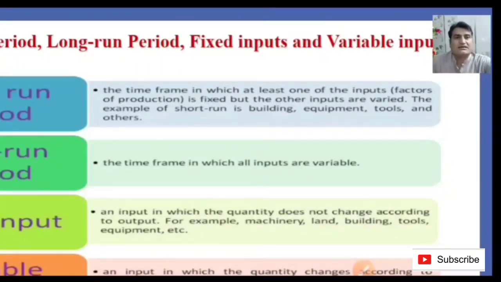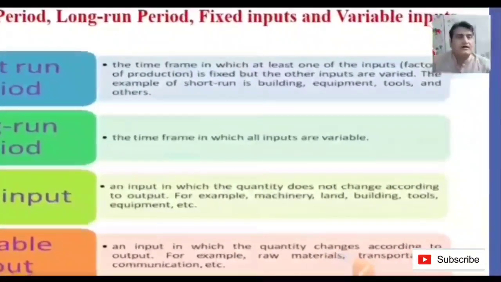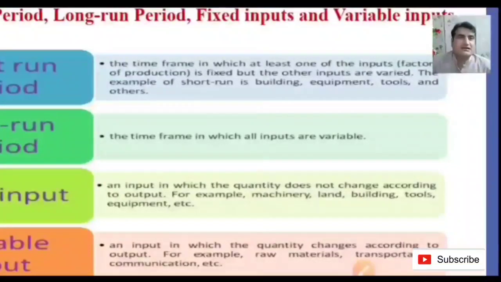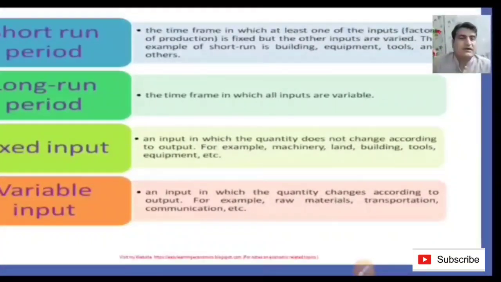How can we define the long run? The long run is a time frame in which all inputs are variable. So in the long run all costs are variable. So what is fixed input? We can define the fixed input as an input whose quantity does not change according to output. For example, machinery remains fixed, land remains fixed, building, tools, equipment remain fixed, whatever the level of output. So these are the fixed inputs which remain fixed during the short run.